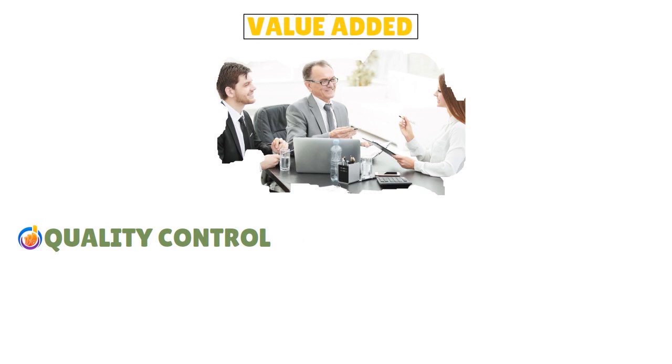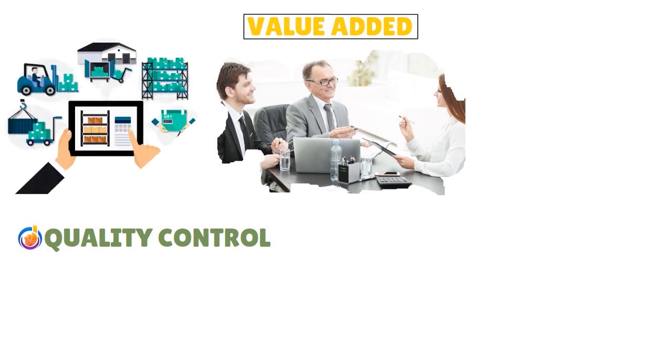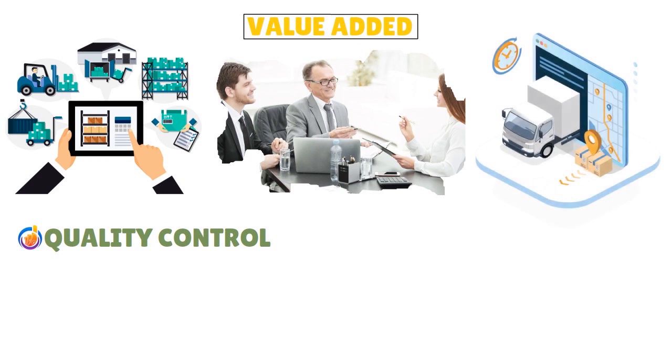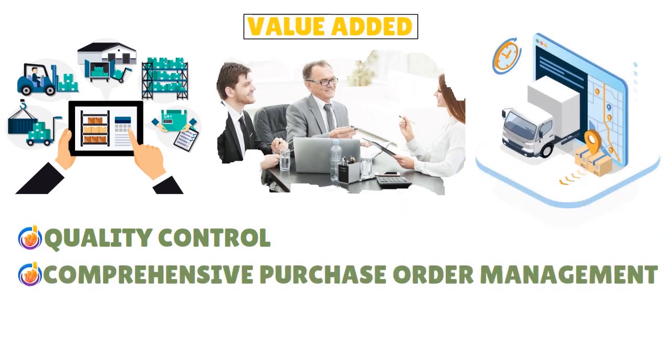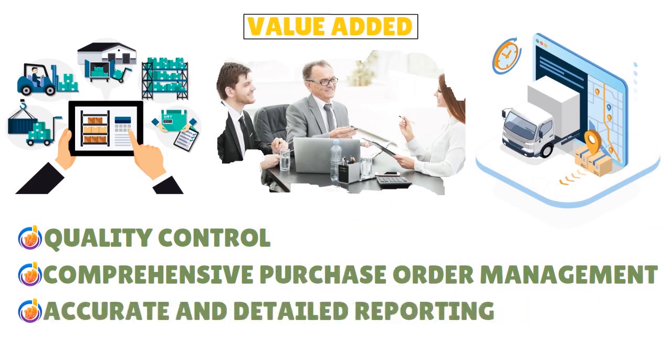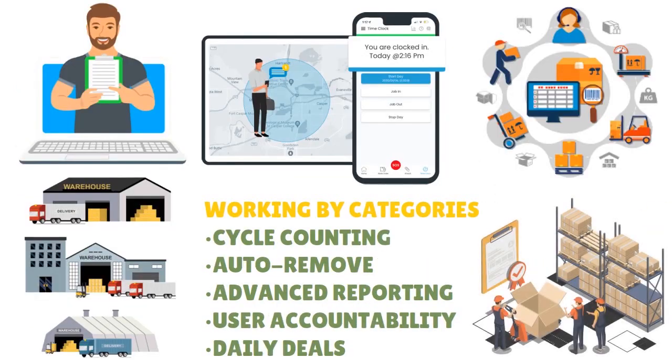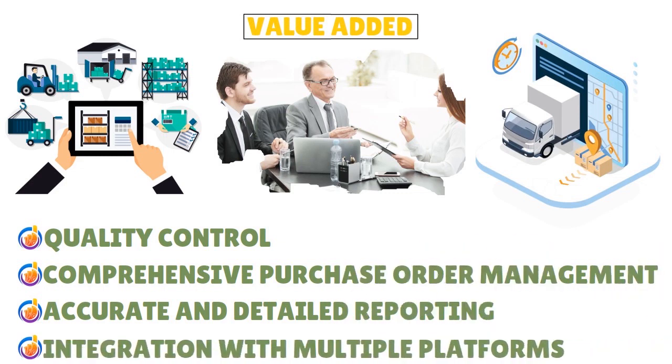You have quality control, so basically you're able to use SkuVault warehouse management software to ensure the delivery of only top quality products to your customers. You have comprehensive purchase order management. So here is a process that allows you to streamline order processes within your warehousing and outside your warehouses. You have accurate and detailed reporting, so you have the proper data to assist in making critical business decisions. And you have a tool that integrates with multiple third parties and also simplifies your workflow efficiency. So this is kind of cool.